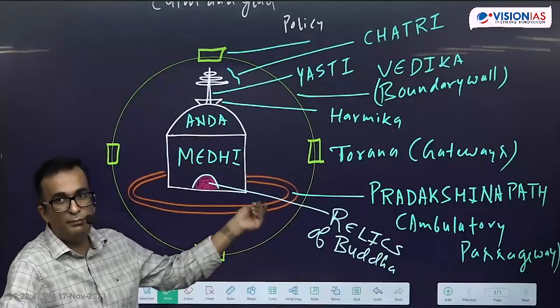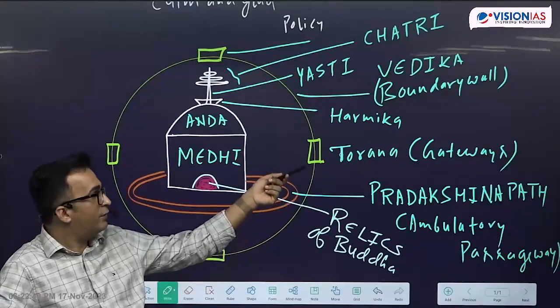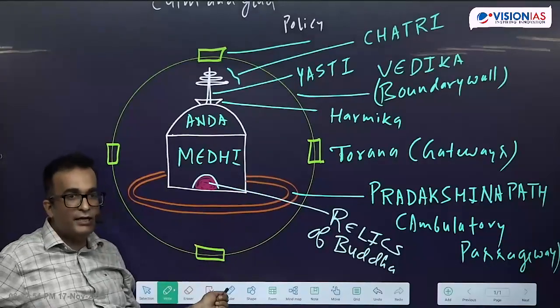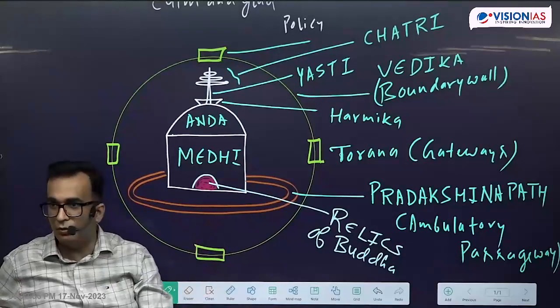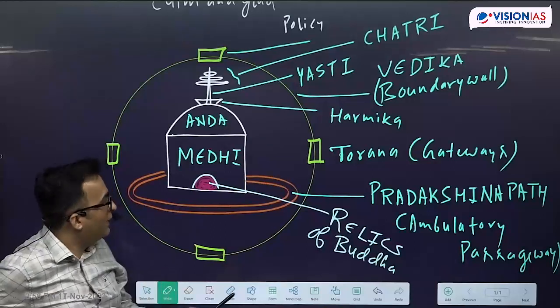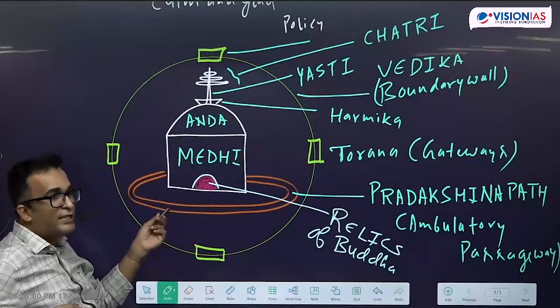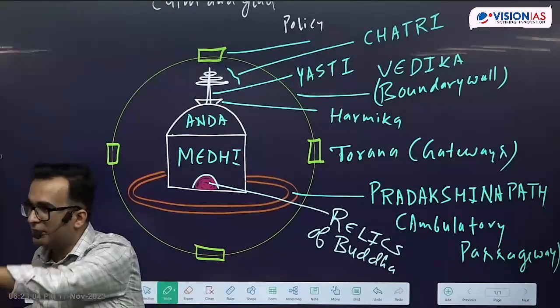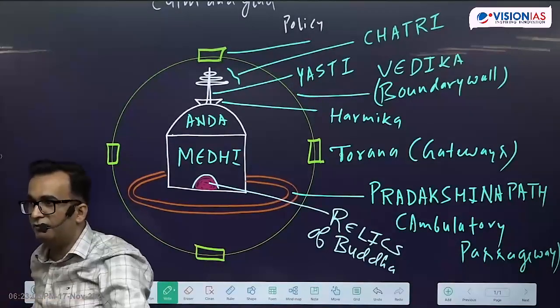बाहर की तरफ एक boundary wall है. Then this boundary wall is called as the Vedika. And then there are 4 gateways, and these 4 gateways are known as Torana. Then this is Parikrama Path. Hindi में बोले तो Parikrama Path. And it is very clear from the Hindi word Parikrama that you will be doing the circumambulation of the deity.